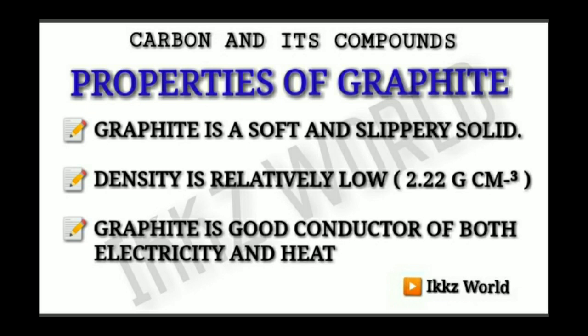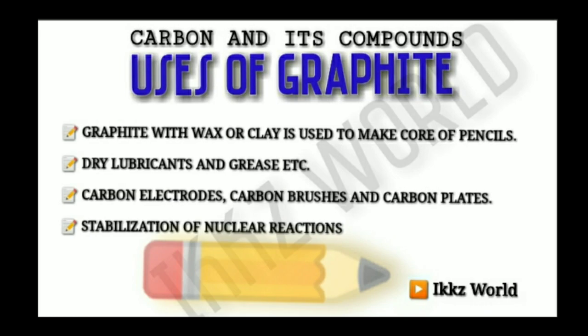Graphite is a good conductor of both electricity and heat. This is because carbon has 4 valence electrons, and in graphite each carbon atom is linked to other 3 carbon atoms. This means only 3 valence electrons are used in bond formation, and the 4th remaining electron is free to move. As a result, graphite is a good conductor of electricity and heat.